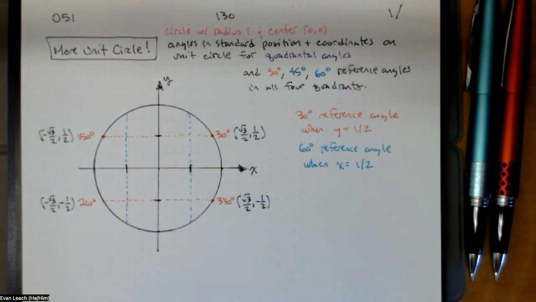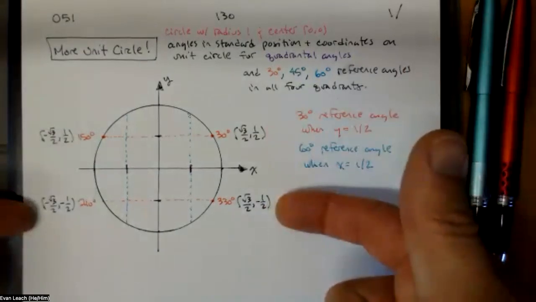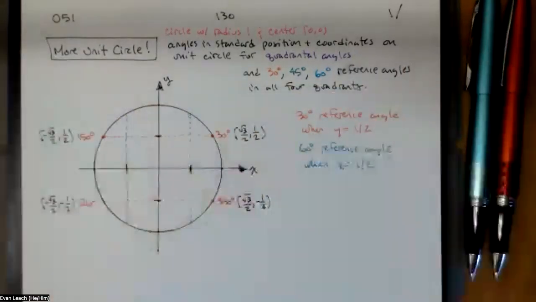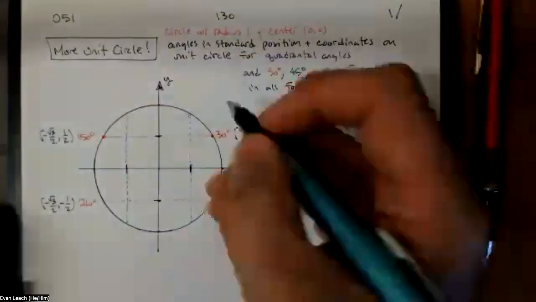The 30-degree reference angles happen when y is 1/2. On the unit circle, if y is 1/2, then x is √3/2. Notice that in all these, y is 1/2 or negative 1/2. That's how we found the 30-degree reference angles in the first place.